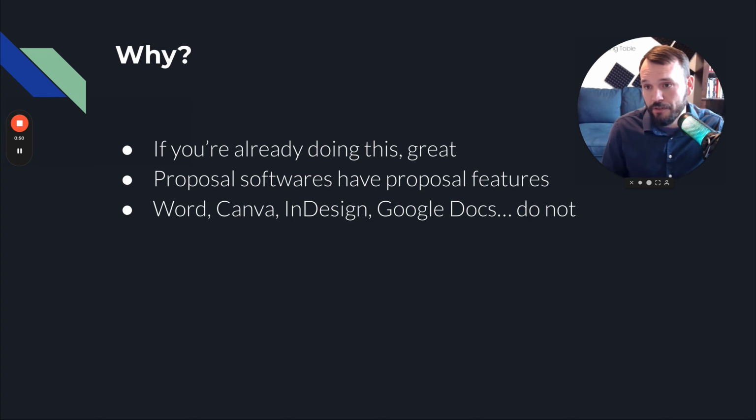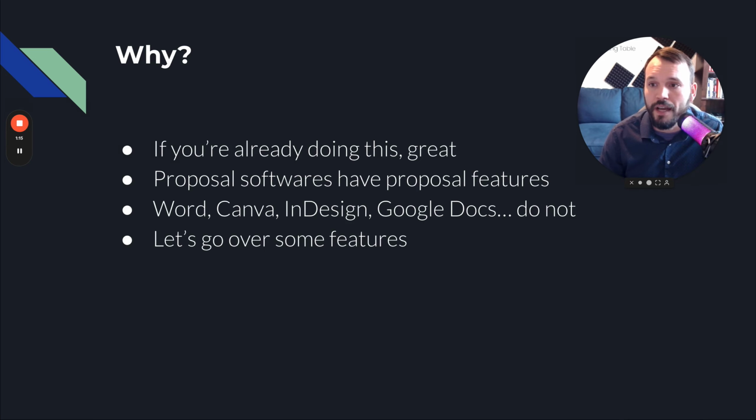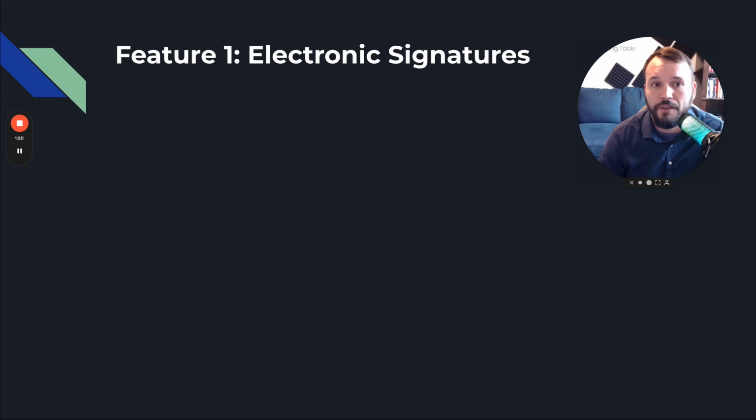Now, I'll grant you with Canva or InDesign or Photoshop or whatever, there's a lot of design features that will allow you to do most whatever you want, right? But the trade-off is massively low efficiency. And how often have you lost a deal because it took too long to get back to your prospect? So let's go over some features of proposal-specific software. Feature number one, electronic signatures.